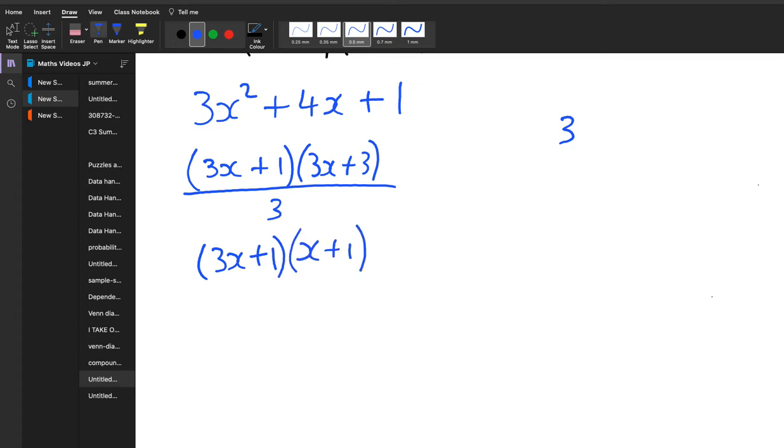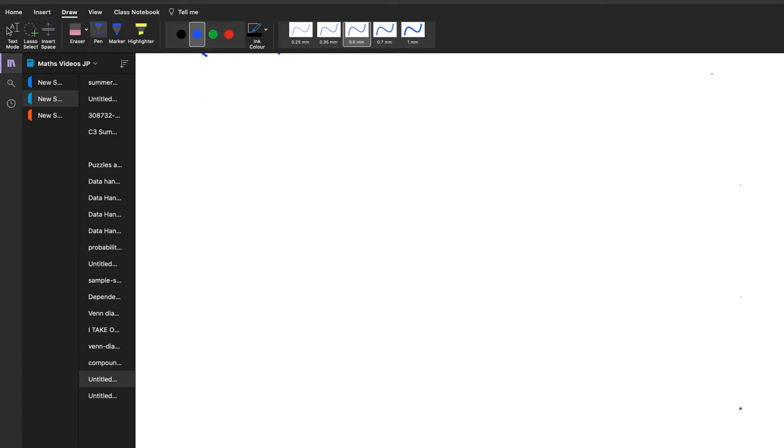And again, check it for yourselves. Does it work? Does it factorize? We're going to keep going with more examples.